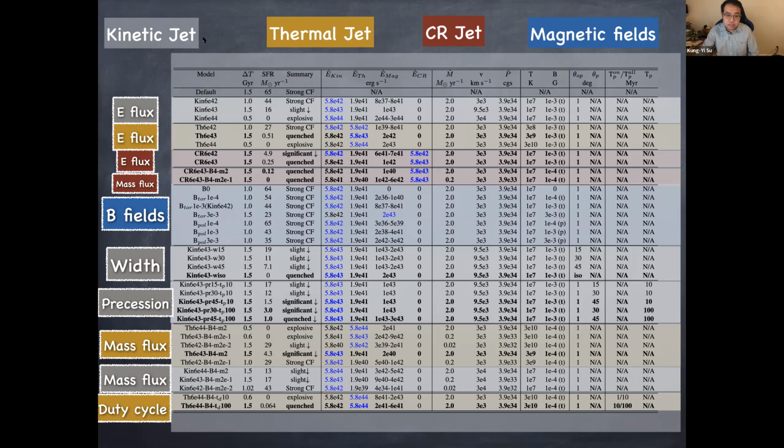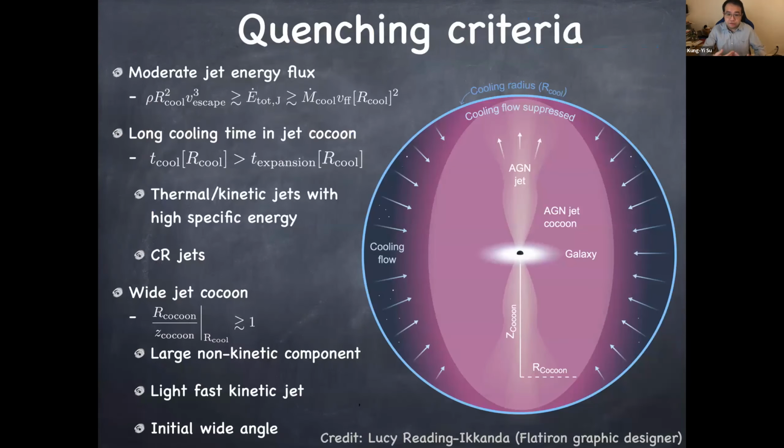And for all of these different categories, we test things like different energy flux, mass flux, magnetic field, jet width, jet precession, and specific energy and mass flux and duty cycle, and so on and so forth. So, to first summarize what we found in this work, we found a few criteria for a jet model to be more successful, at least in this 10 to 14 system. And this all tied into the cartoon picture that we made.